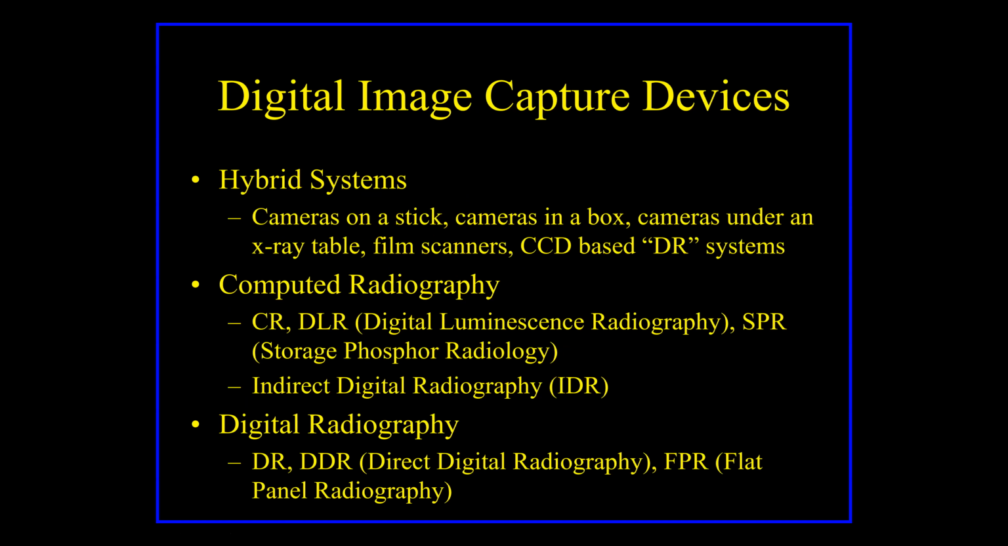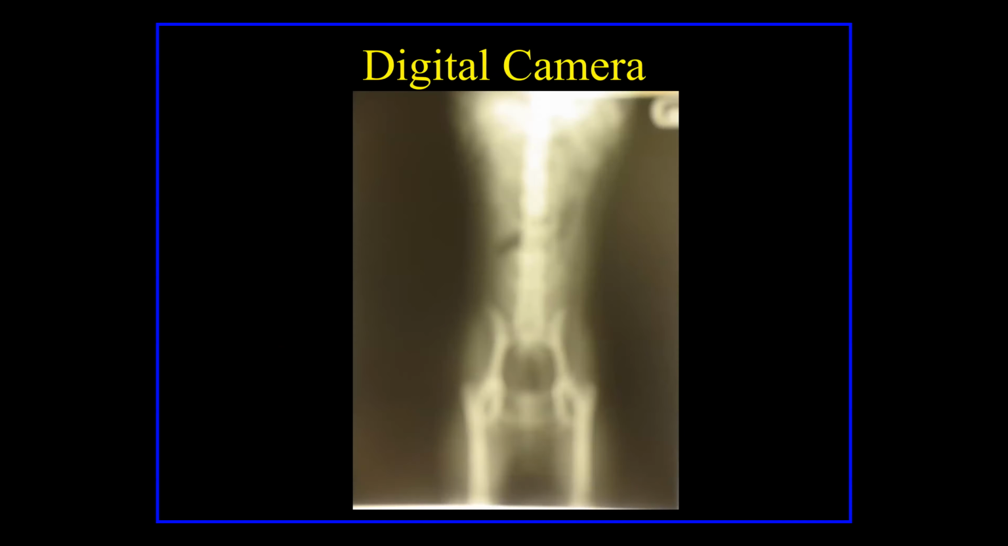Some of the old type things were these hybrid systems. Basically it was a digital camera on a stick: you'd put an X-ray on the view box and take a picture of it with a camera, things like that. That's not a real digital X-ray. That's a digitized X-ray, but not a digital X-ray. So we're going to concentrate again on CR, or computed radiography, and DR, which is digital radiography. Okay, I'm not going to worry about those.